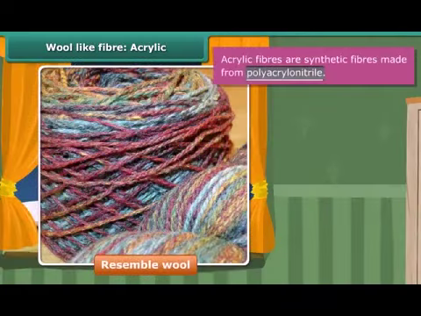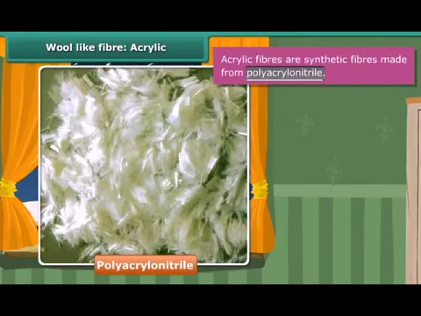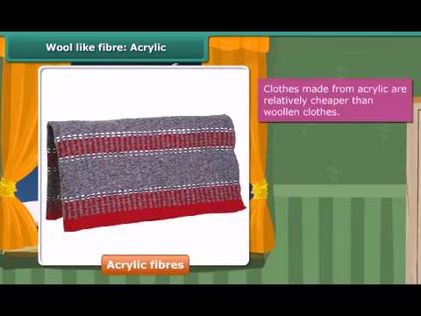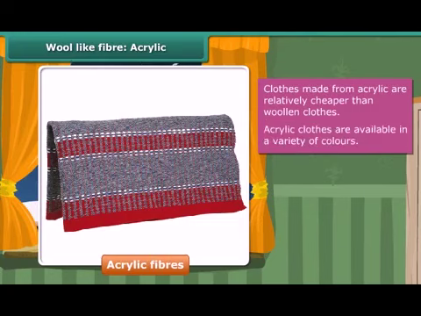These are synthetic fibers made from polyacrylonitrile. Acrylic is lightweight, soft and warm with a wool-like feel. Can you think of any advantage of acrylic fiber over wool? The wool obtained from natural resources is quite expensive, whereas clothes made from acrylic are relatively cheaper. Besides this, they are available in a variety of colors.